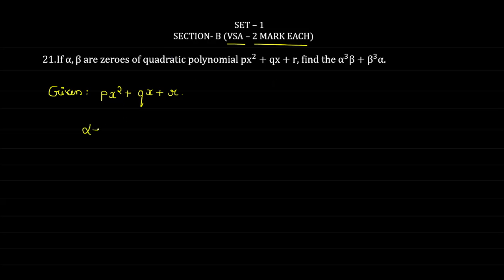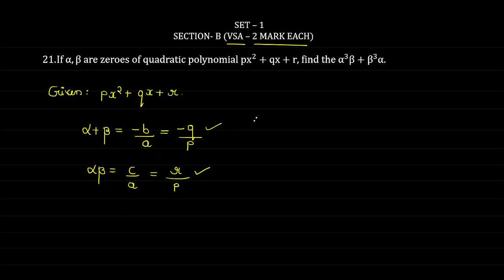We know the relationship between the zeros and coefficients: alpha plus beta is minus b by a. That's the first relation. And alpha into beta is c by a. That's the second relation. Okay. So let's calculate these two values. b is plus q, so this will be minus q divided by p. And c value is r divided by p. So these are the values of minus b by a and c by a.